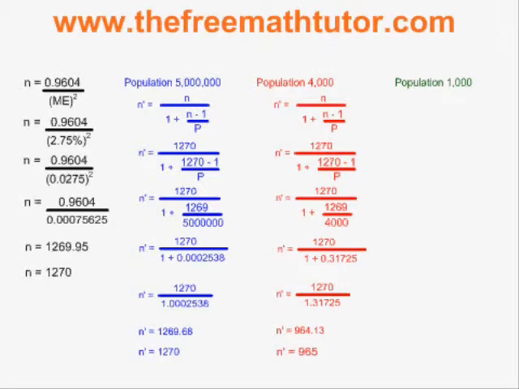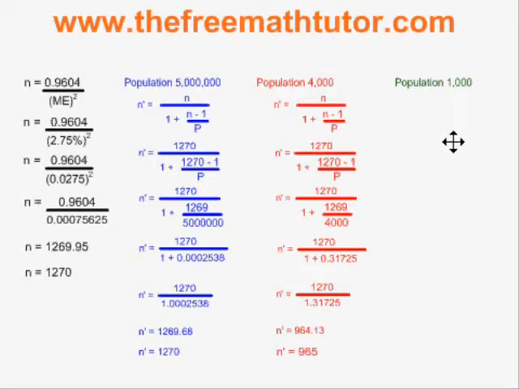And then we see something that makes a little bit more sense, which is for a much smaller population, we need a much smaller sample size in order to achieve the same margin of error. But the 965 is a much greater portion of 4,000 than the 1270 is of 5 million. As you get to smaller and smaller populations, you need a proportionally larger and larger sample size in order to achieve the same margin of error.